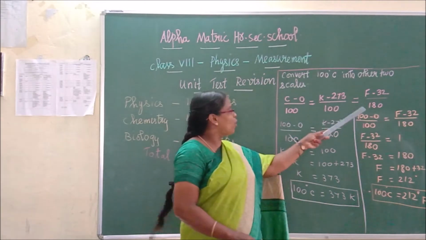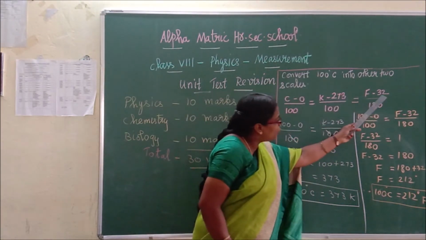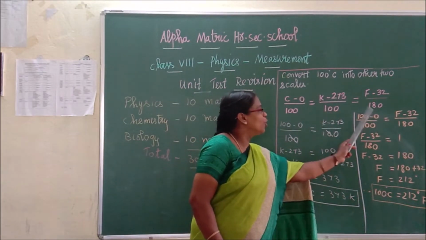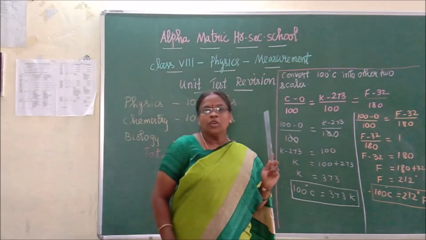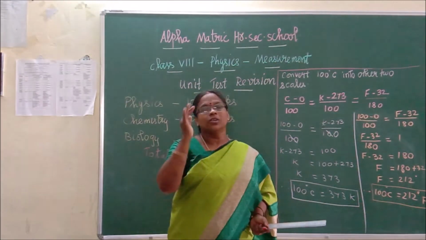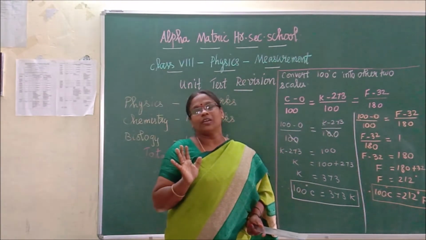So this is the formula. Here the scales have to be written, the lower fixed point values have to be written, and the difference between the upper division and the lower division has to be written. This is how you have to remember the formula. Remember it as a concept, not as a memorized value, otherwise it will easily evaporate from your mind.